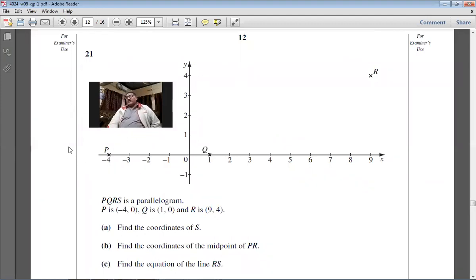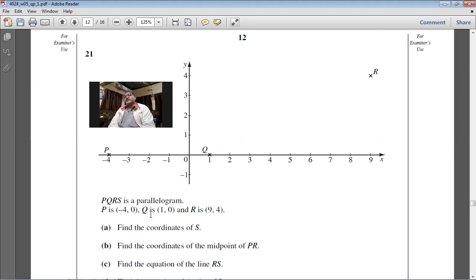Question number 21 is showing up on your screen. Here you can see we have shown a point P, whose coordinates are -4, 0. Here is Q, point 1, 0. Here is R, point 9, 4. He says P, Q, R, and S, which will be here somewhere, is a parallelogram. P is -4, 0, Q is 1, 0, and R is 9, 4. The question is to find the coordinates of S.